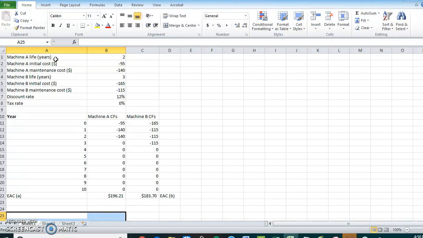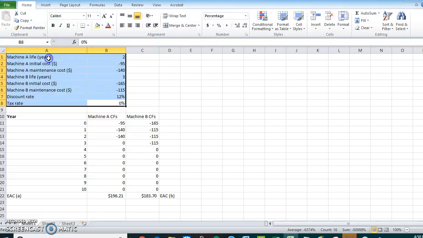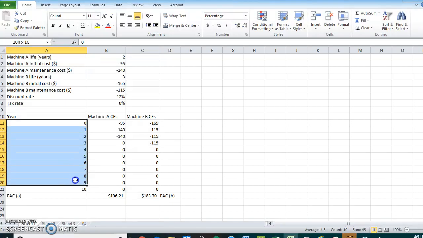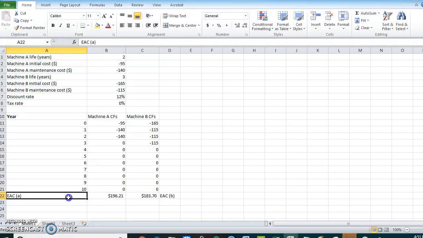Okay, so I have our knowns right here, and they are cell references that range from B1 to B8. I have our years listed out here. We've got year 0, which is the first year of the machine's life, and then 1, 2, 3, on to 10 beyond that. So the first thing we need to do is figure out what goes in this column.